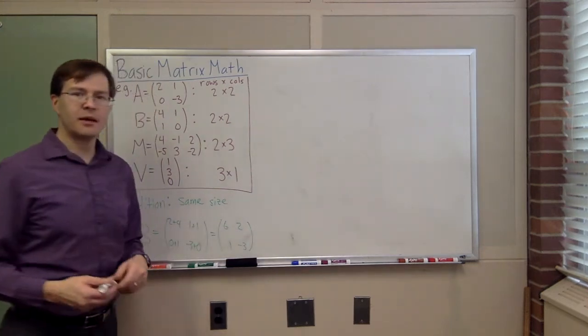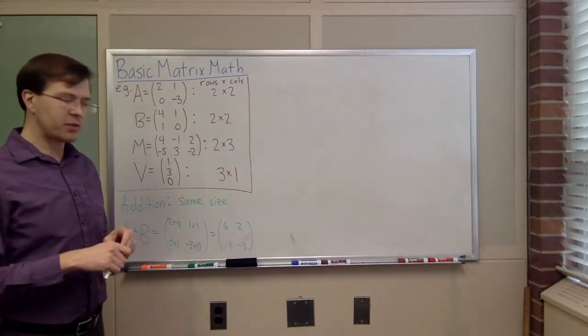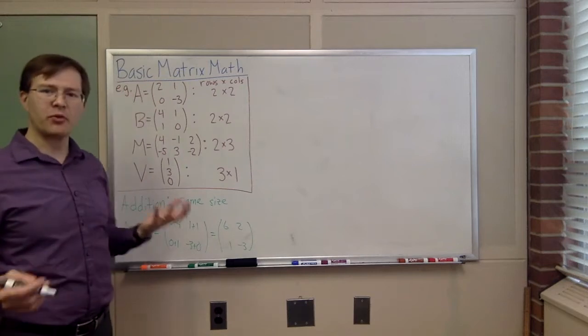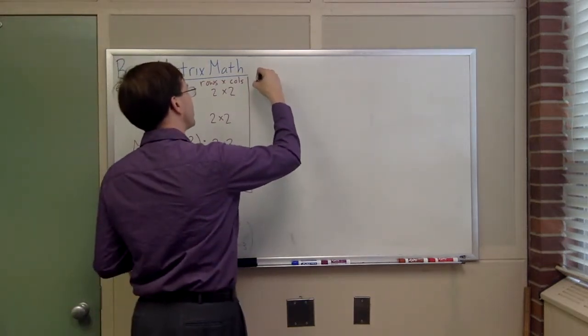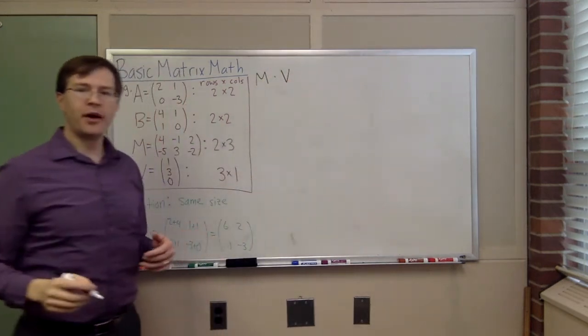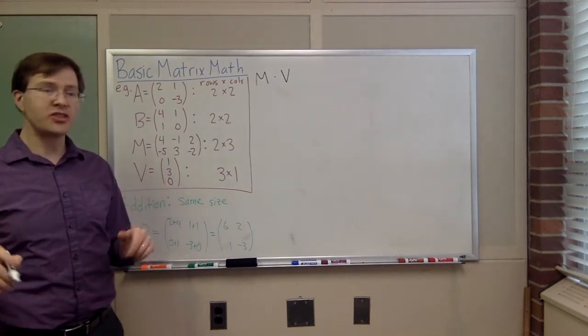What else can we do with matrices? Probably the most interesting thing comes up when we multiply matrices. And matrix multiplication is a little weird. There's so many numbers there, how do we make sense of it? Here's the plan. If I want to multiply matrix M times matrix V, if I want to multiply those two together, there's going to be a procedure to use. But first I have to check.